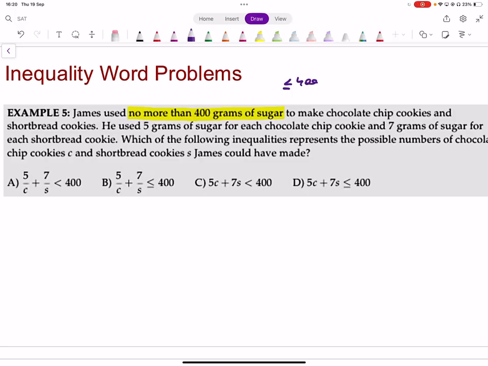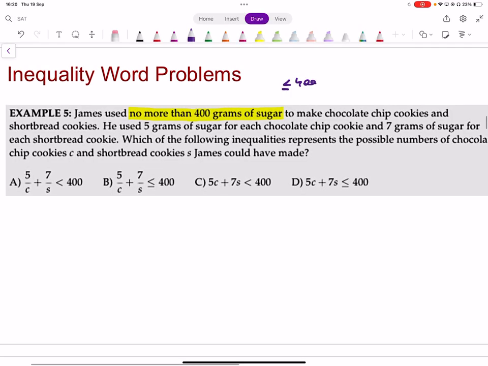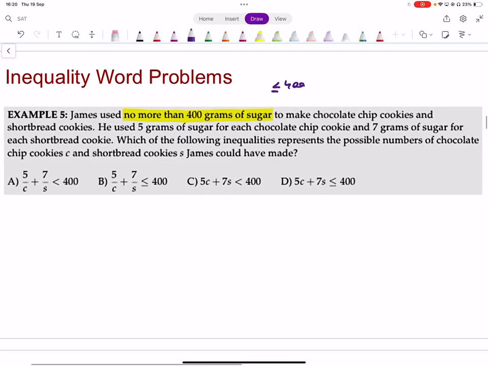Now 5 grams of sugar are used for each chocolate chip cookie, and 7 grams are used for each shortbread cookie. Which of the following inequalities represents the possible number of chocolate chip cookies C and shortbread cookies S he could have made?